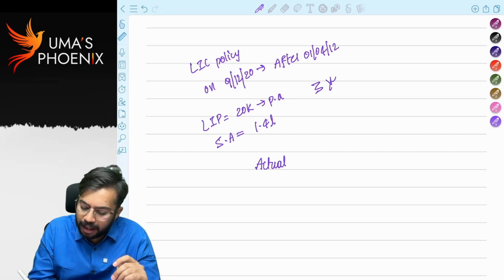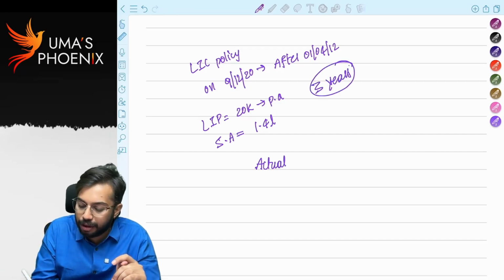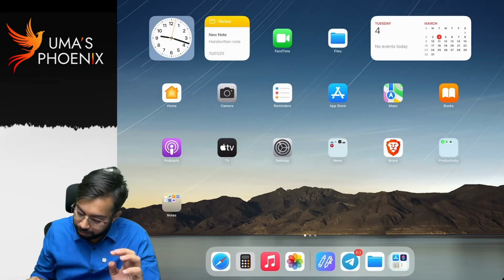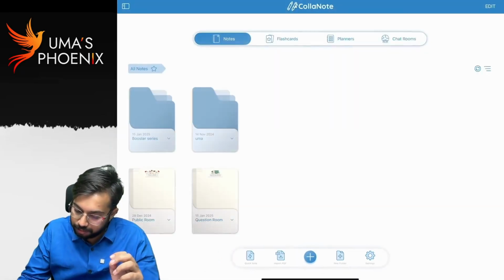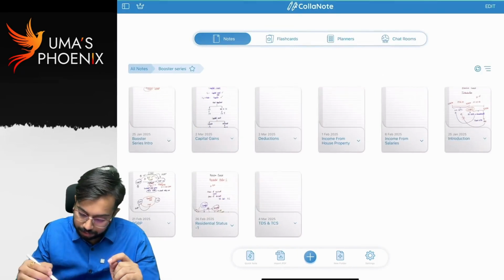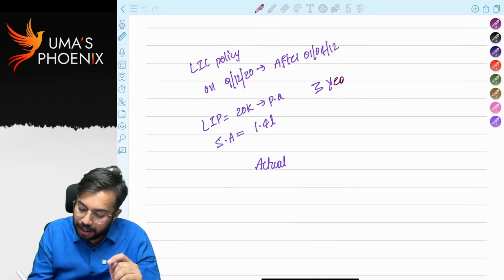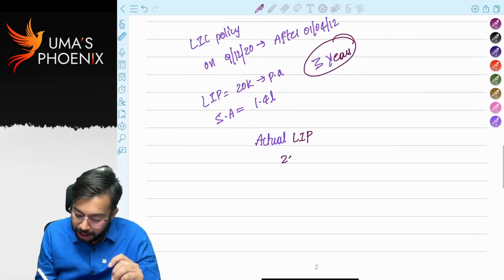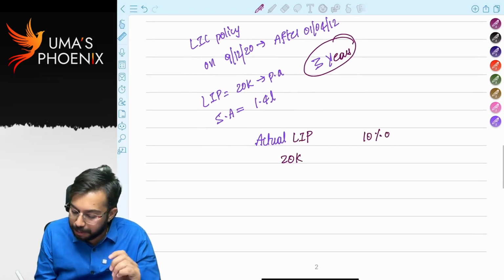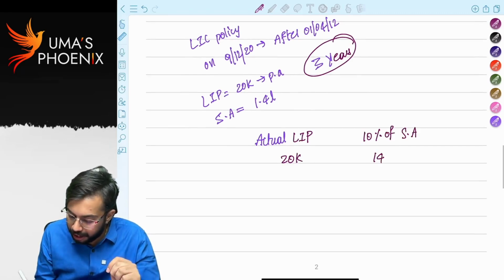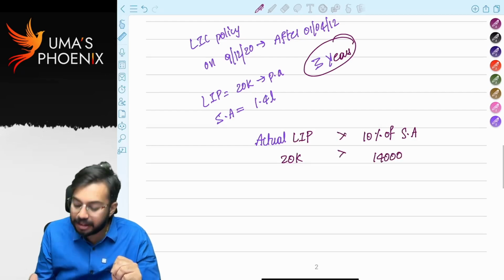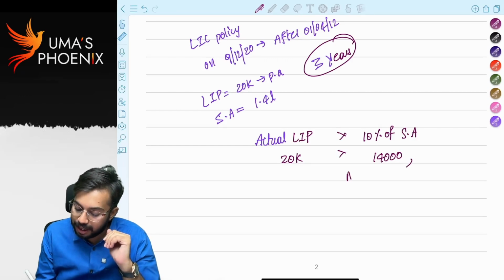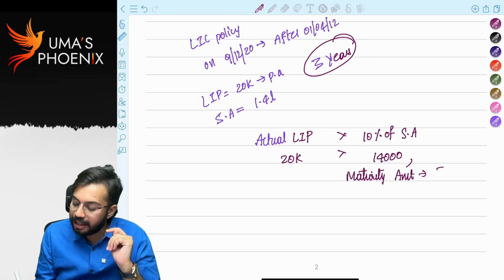Let's say the policy is for 3 years. What is the tenure? Tenure is 3 years. Now, how much is the actual life insurance premium? 20,000. How much is 10% of sum assured? 10% of sum assured is 14,000. Here, the actual life insurance premium is greater than 10% of sum assured. In this case, the maturity amount is taxable. Whenever the maturity amount is taxable, TDS is required to be deducted under section 194DA.